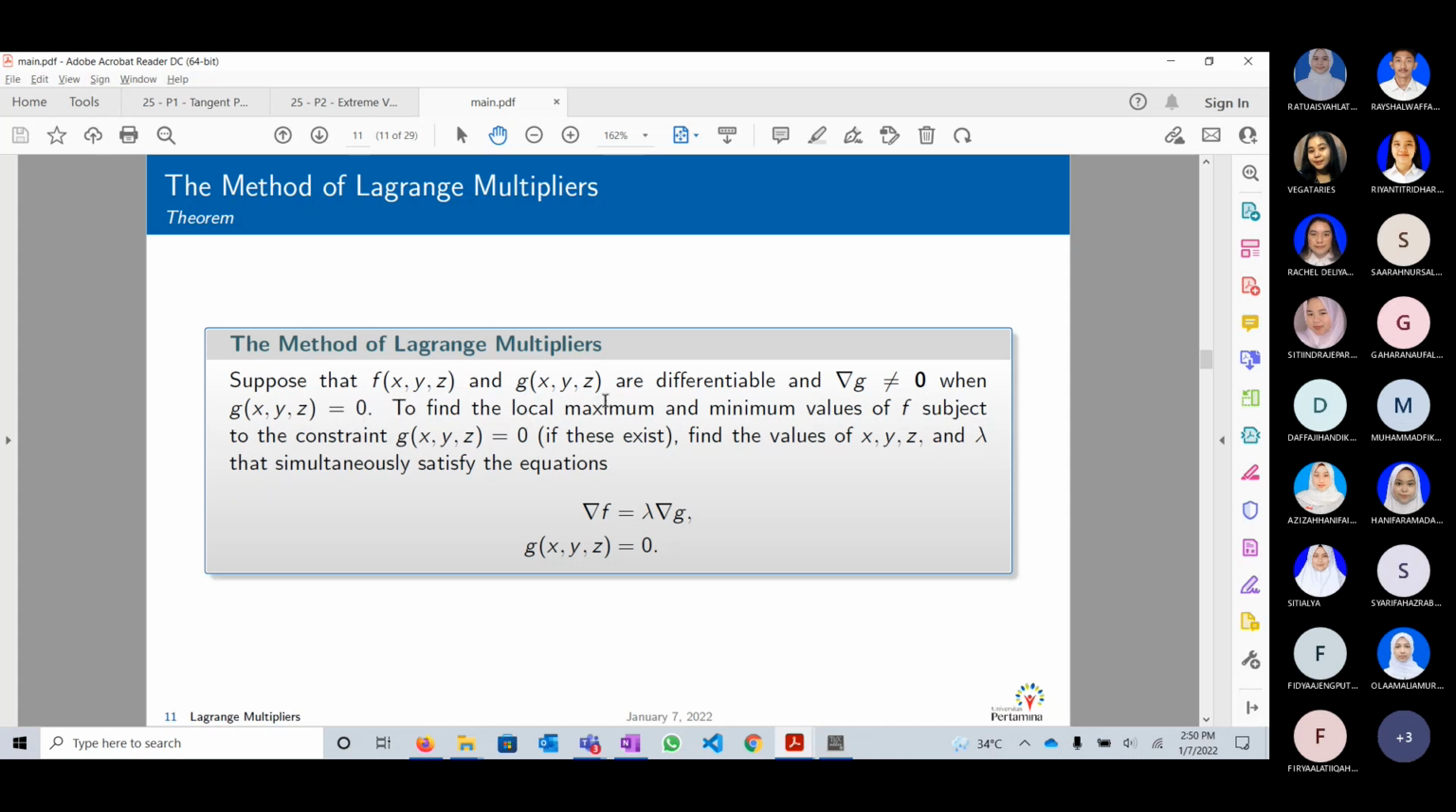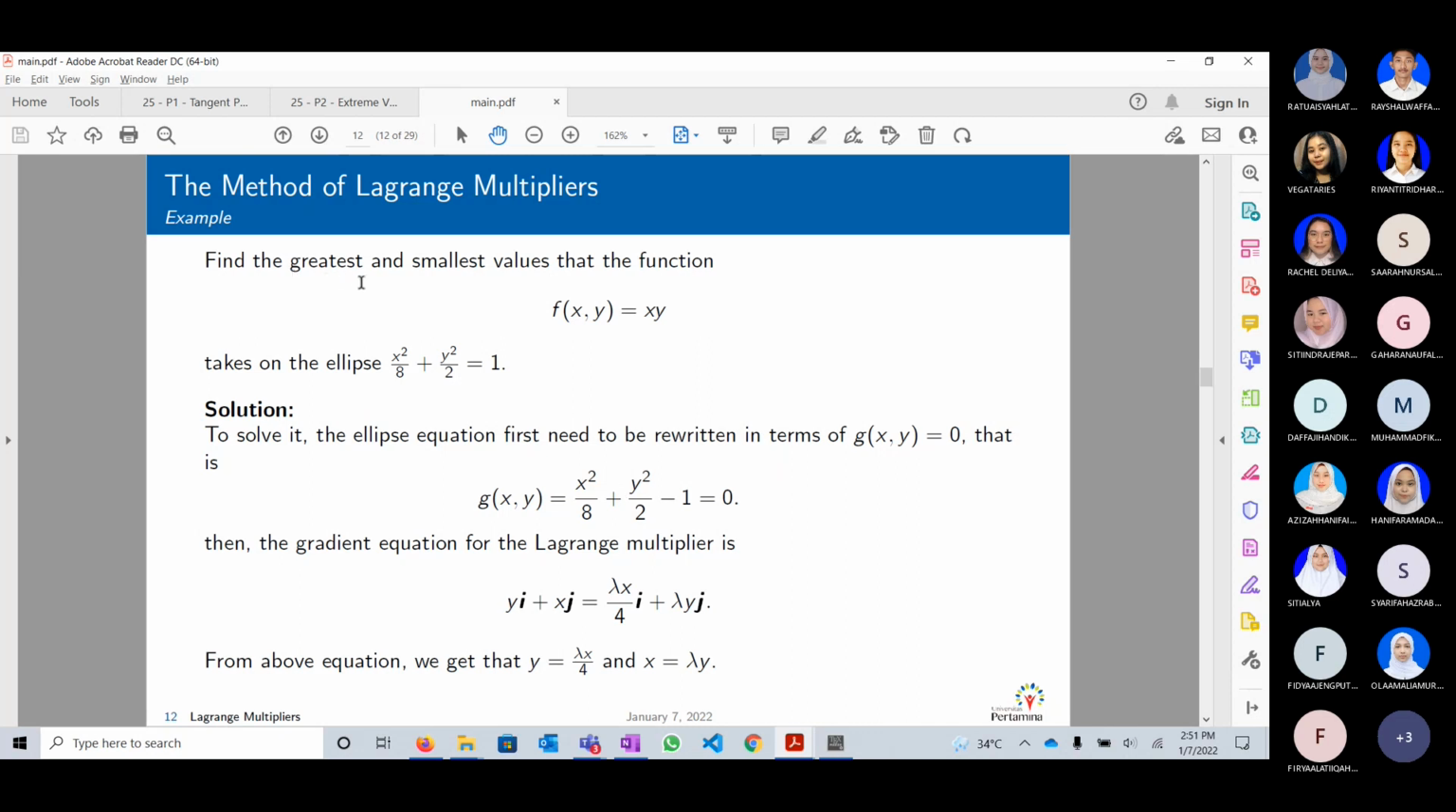Then, to find the local maximum and minimum values of f subject to the constraint g(x, y, z) equal to 0, if this constraint exists, then the problem is we need to find the values of x, y, z and lambda that simultaneously satisfy these two equations. Jadi metode Lagrange itu pada dasarnya berbicara bahwa asal kita bisa mendapatkan x, y, z, dan lambda yang memenuhi kedua persamaan ini, maka x, y, dan z-nya itu adalah x, y, z yang memaksimumkan atau meminimumkan fungsi f di titik tersebut.